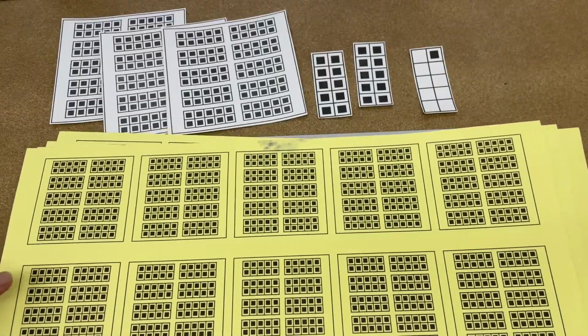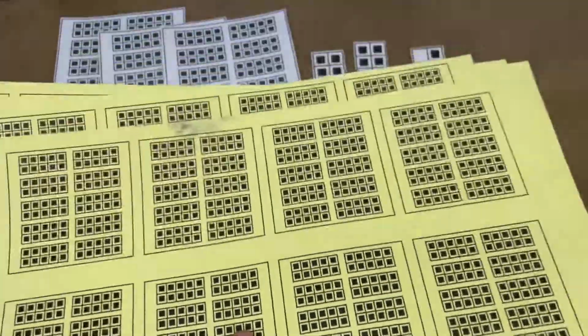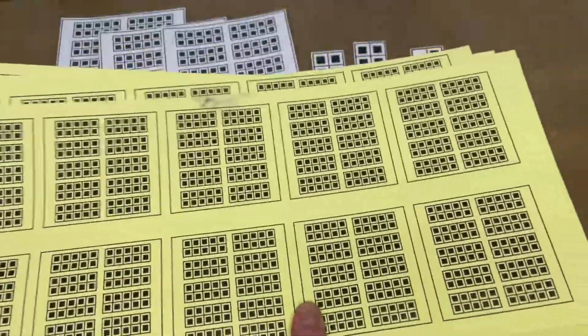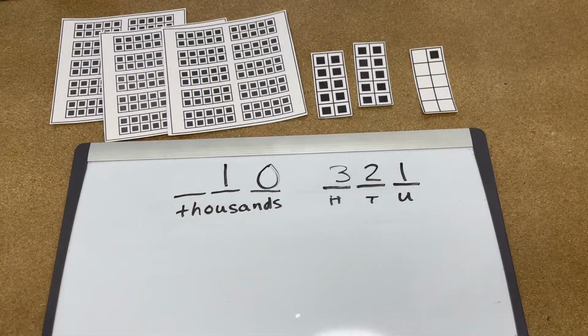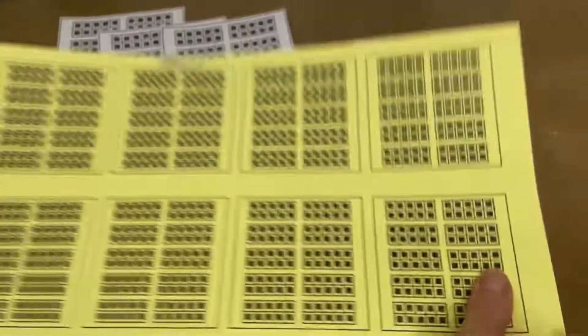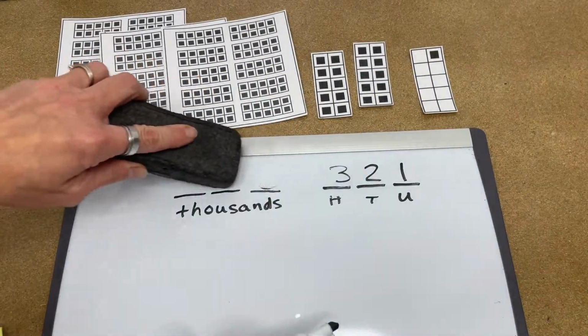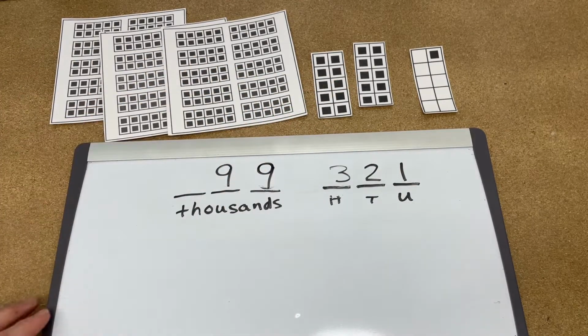If we keep adding another one, 12,000, 13, 14, 15, 16, 17, 18, 19, 20,000, and then 30,000, 40,000. We get a visual around the classroom, 50,000, 60,000, 70,000, 80,000, 90,000, 91, 92, 93, 94, 95, 96, 97, 98, 99,000. We would write 99,321. That number has not changed.